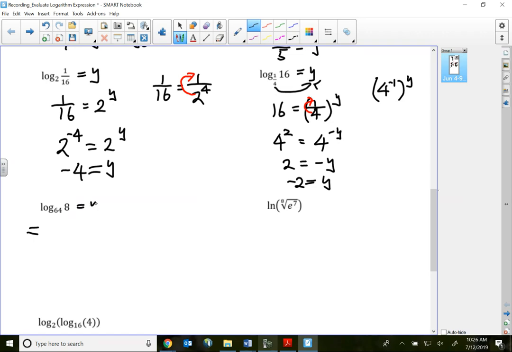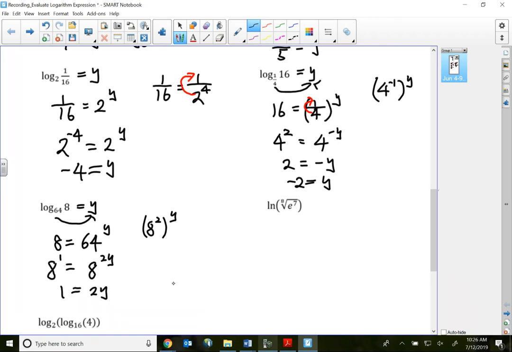All right, let's try this one right here. Set it equal to y. Move the base over to the other side. So my 8 is equal to 64 to the y power. So it's easier to make base 64 into a base 8 because that will be 8 squared. But since I'm still raising to the y power on the outside, that will be 8 to the 2y power. All right, on the left side, this 8 is actually to the first power. So set the exponents equal to each other. My answer, y is equal to 1 over 2.